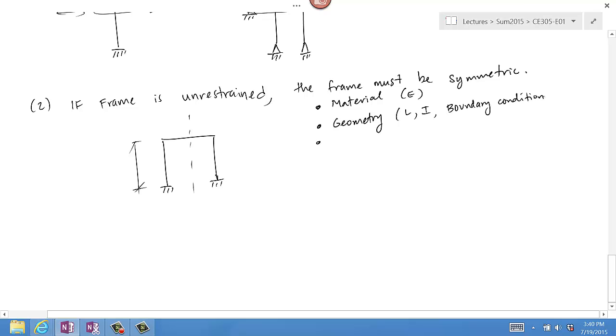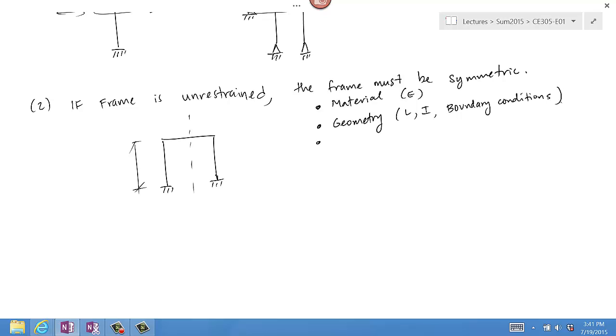This is something that students tend to forget. In CE 306 lab, you're going to be asked to perform an experiment to demonstrate that a frame that is symmetrically loaded does not undergo side sway, and that once you put the loading off to the side, it will sway. Sometimes students will start off and just apply a load vertically right down the middle of the frame, and it looks very symmetric.